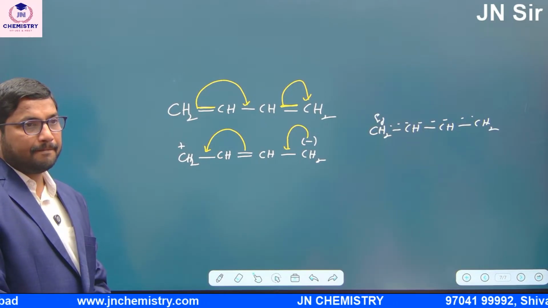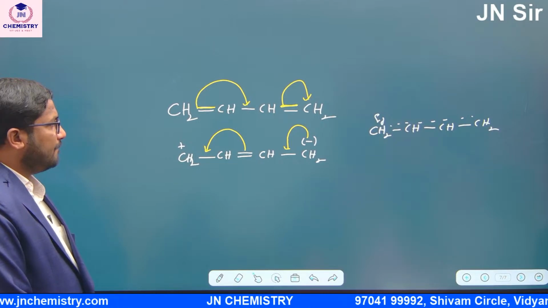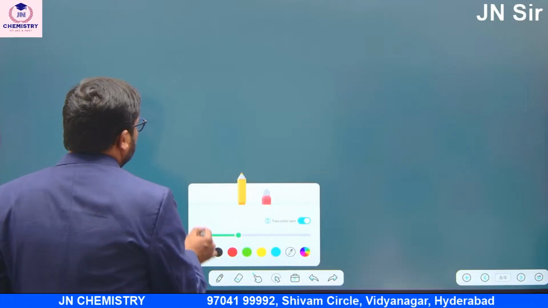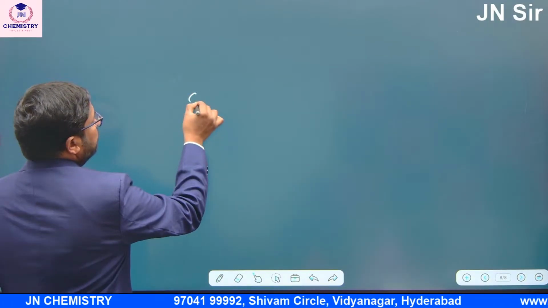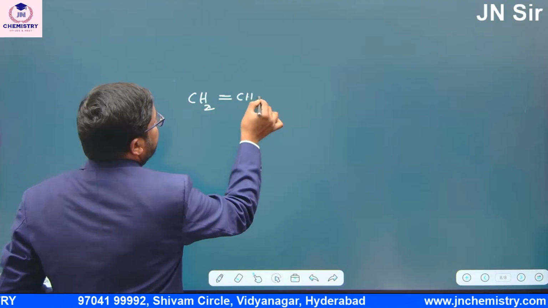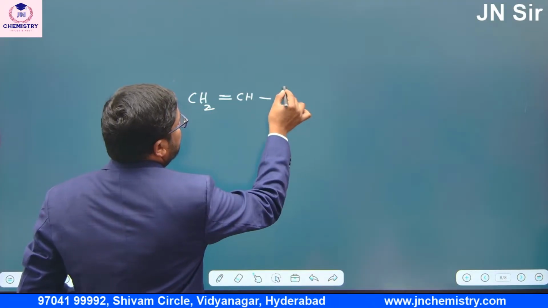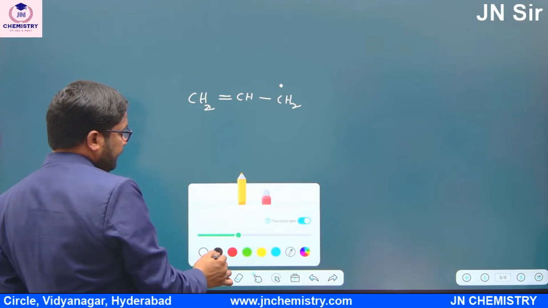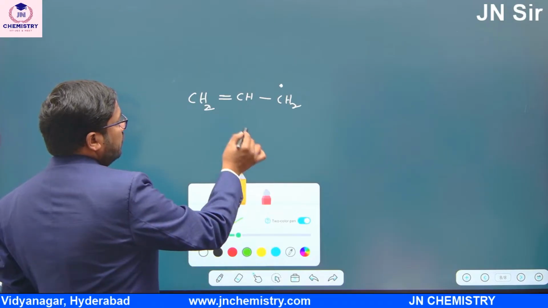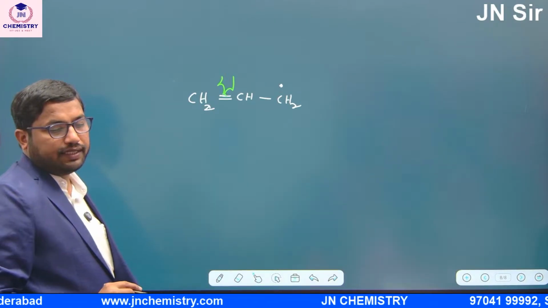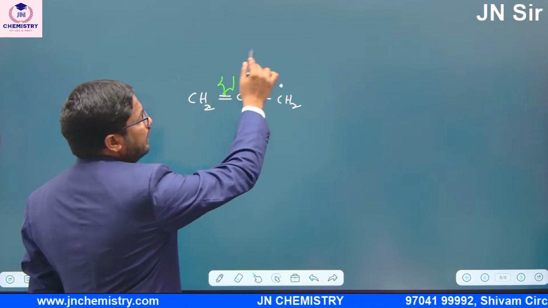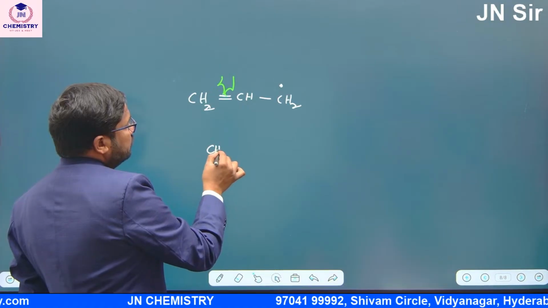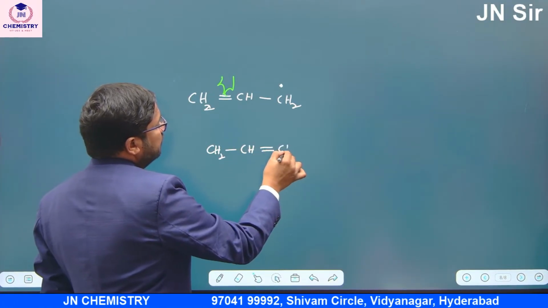Next, this resonance takes place. For example, CH2 double bond CH, CH2 radical. In this case also resonance is possible. Radical means it's undergoing homolytic cleavage, and the electrons are moving here. So we'll get the structure like this: CH2, CH double bond CH2.